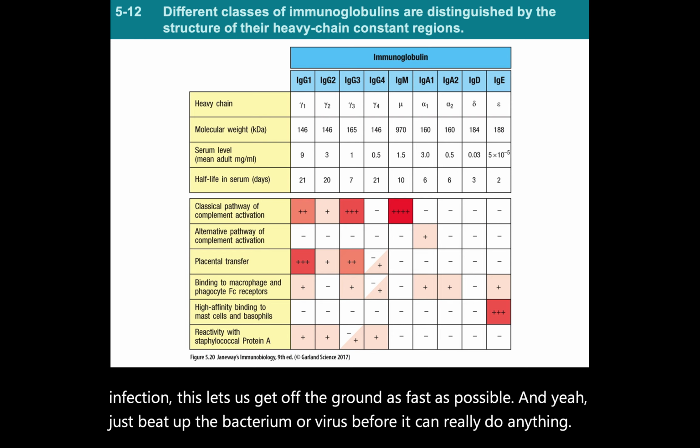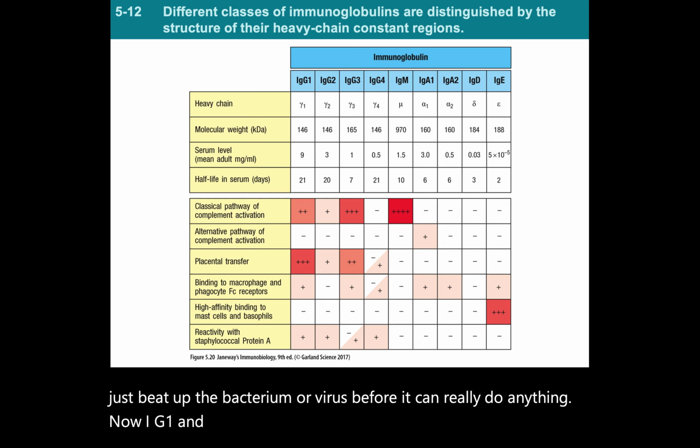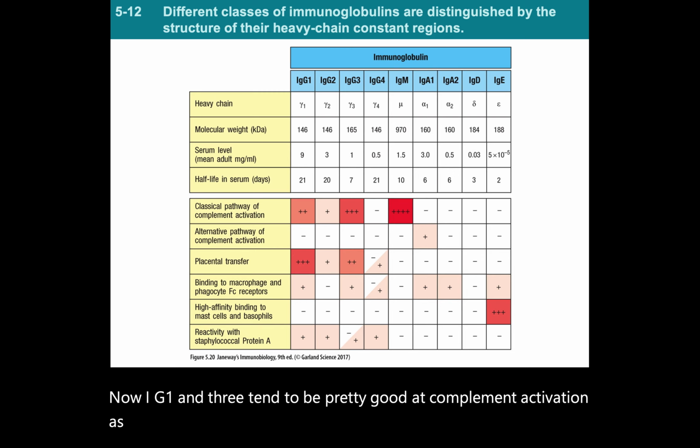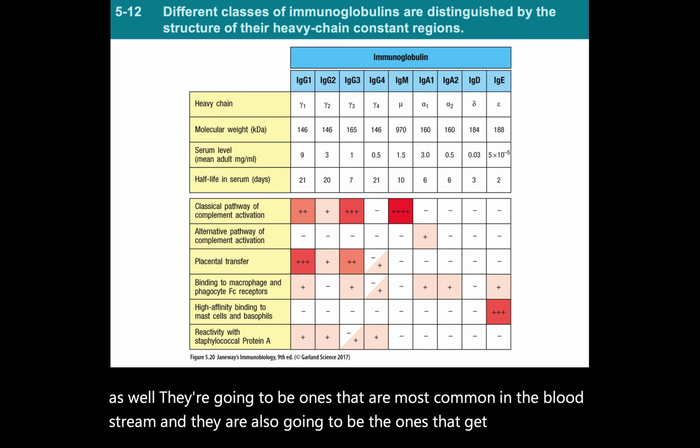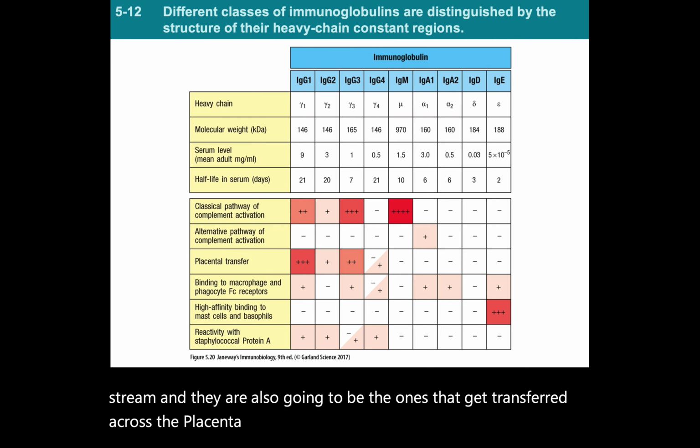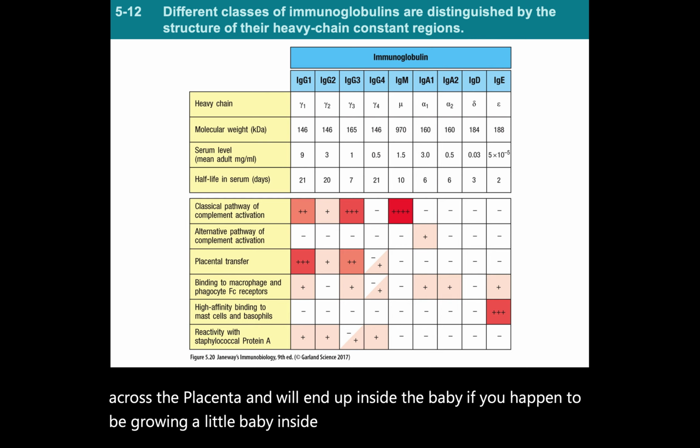Now, IgG1 and 3 tend to be pretty good at complement activation as well. They're going to be the ones that are most common in the bloodstream. And they're also going to be the ones that get transferred across the placenta and will end up inside the baby if you happen to be growing a little baby inside you right now.